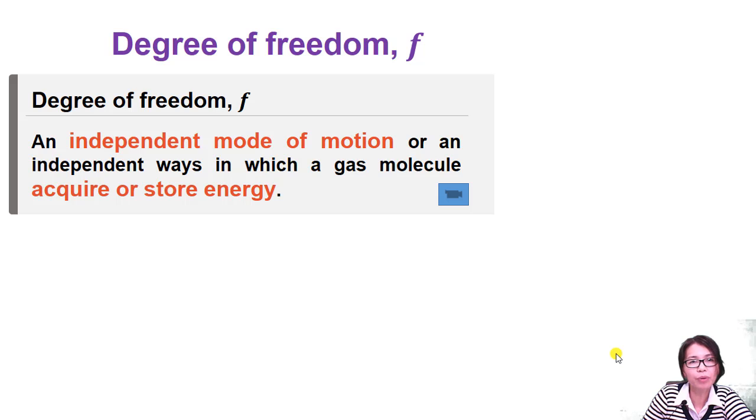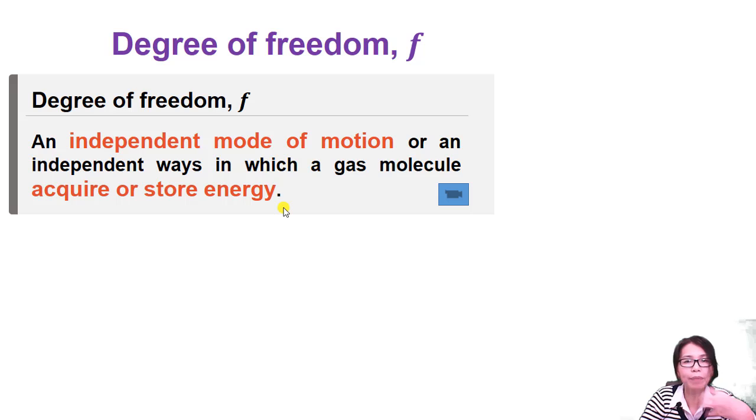Now we move on to another concept we call degree of freedom, which we represent by the symbol F. What is degree of freedom? Degree of freedom is an independent mode of motion, or an independent way in which a gas molecule can acquire or store energy. In other words, degree of freedom is the number of independent ways in which a gas molecule or atom can exhibit motion.